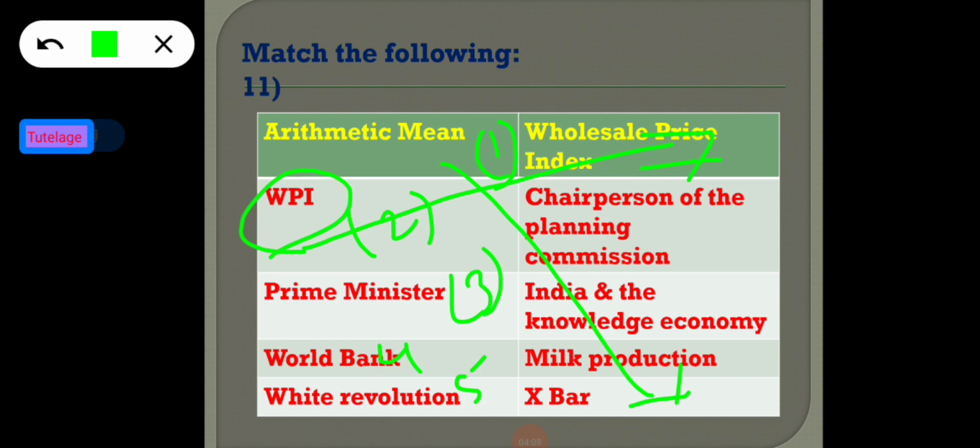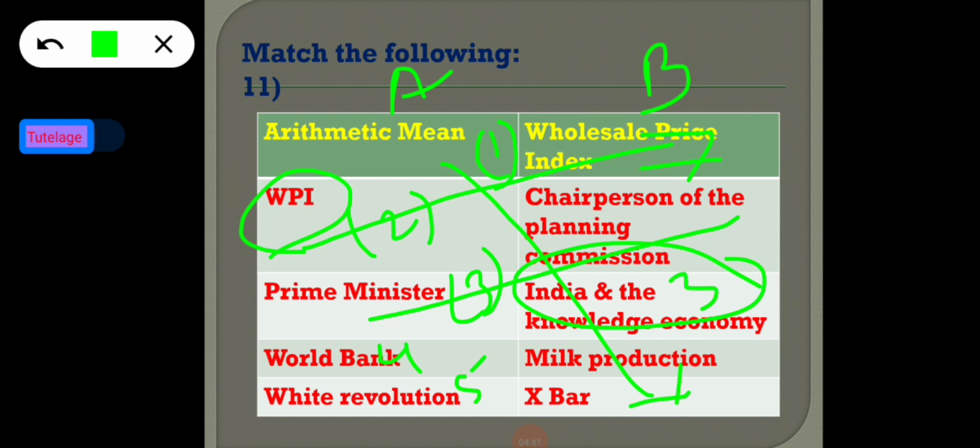Now going to the third one, obviously prime minister is the chairperson of the planning commission, and it is related to option number 2 in column B. This is A and this is B. Now going to the fourth one, this is World Bank. Obviously World Bank is related to India and the knowledge economy, so that's why 4 is related to the third option in column B. And now going to the last, that is white revolution.